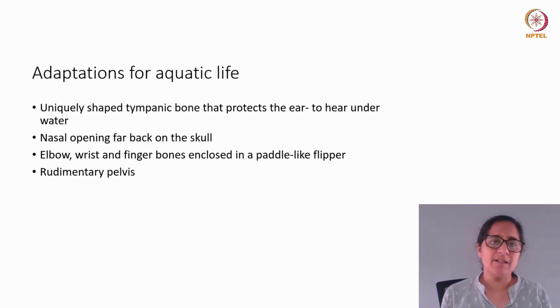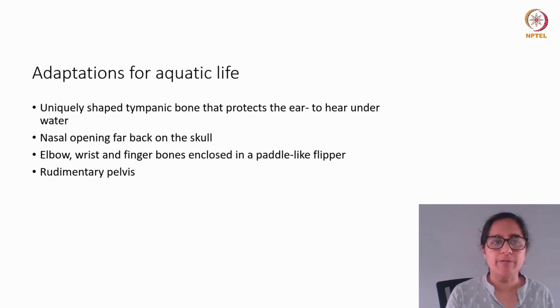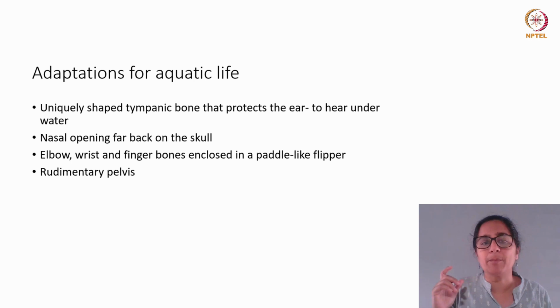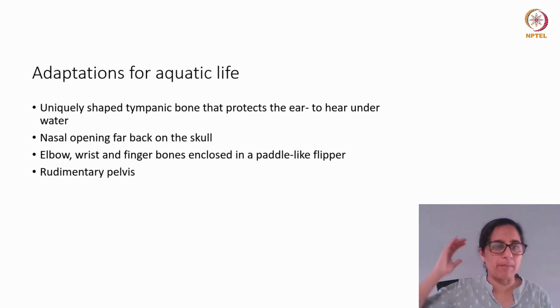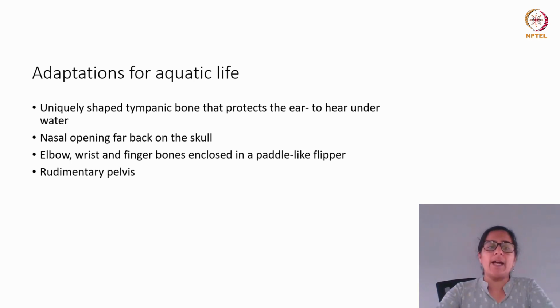And these are some of the various adaptations for aquatic life. So they have a uniquely shaped tympanic bone, that's the ear bone that protects the ear, to hear underwater. And the nasal opening is not at the front of the skull, but at the back of the skull. And elbow, wrist, and finger bones are enclosed in a flipper.